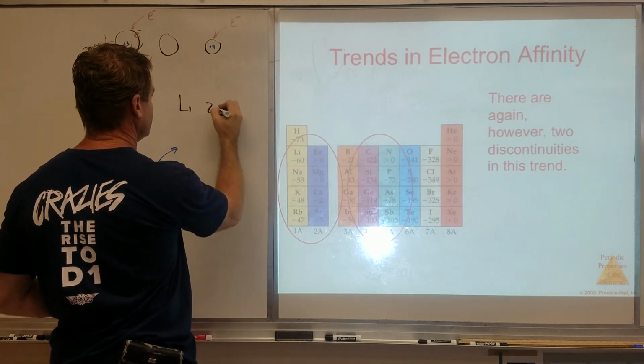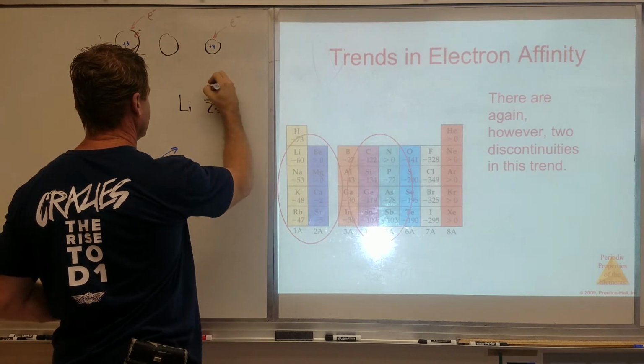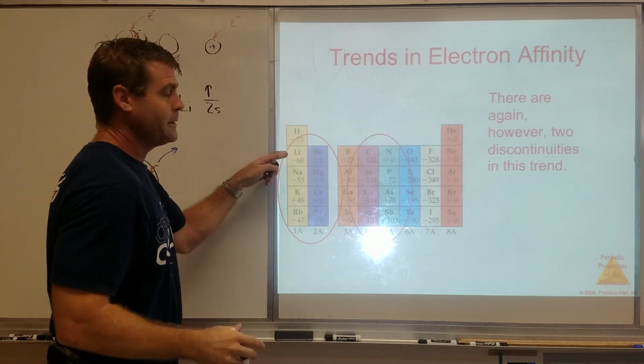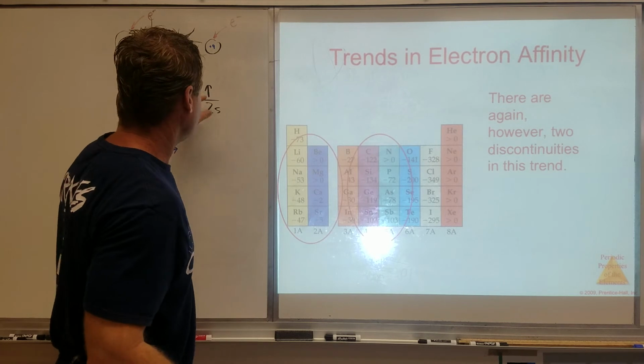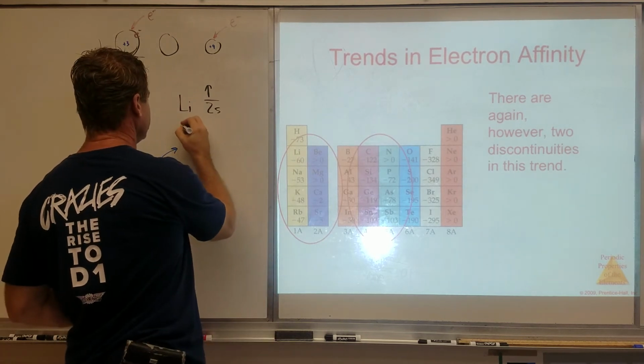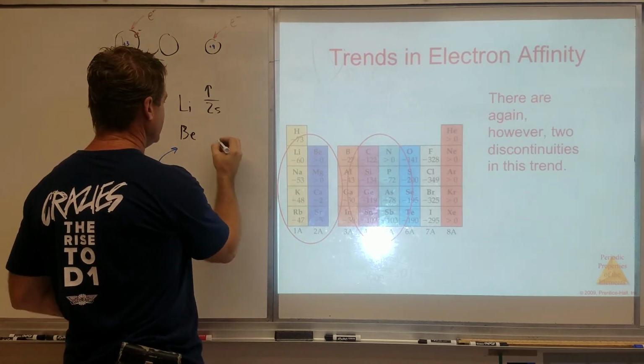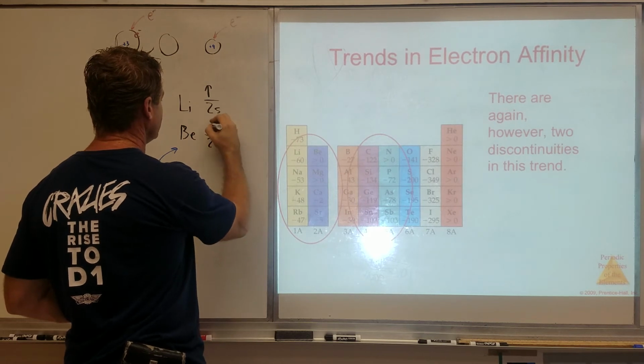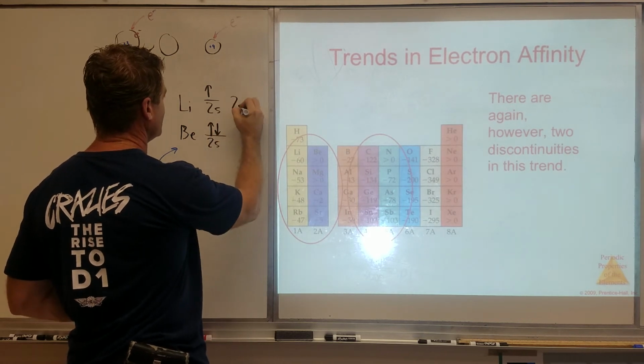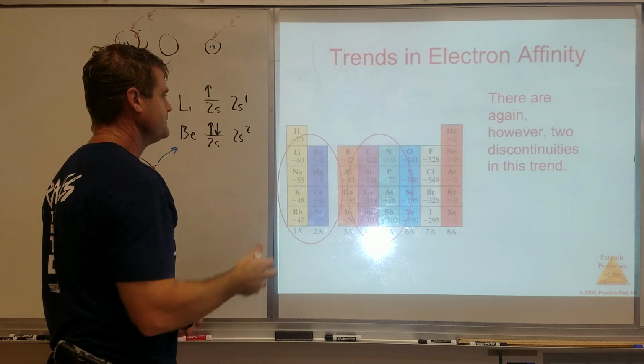It's 2s1, you have one electron in the 2s, right? Remember the valence, alkali metals have one valence electron. And then you guys, let's look at beryllium. Beryllium is 2s2, right? It's 2s1, 2s2.